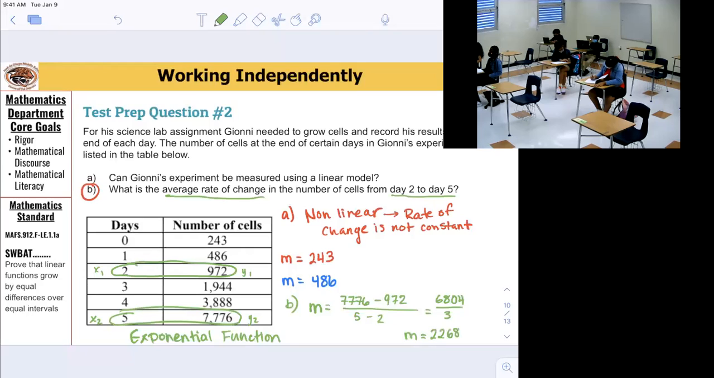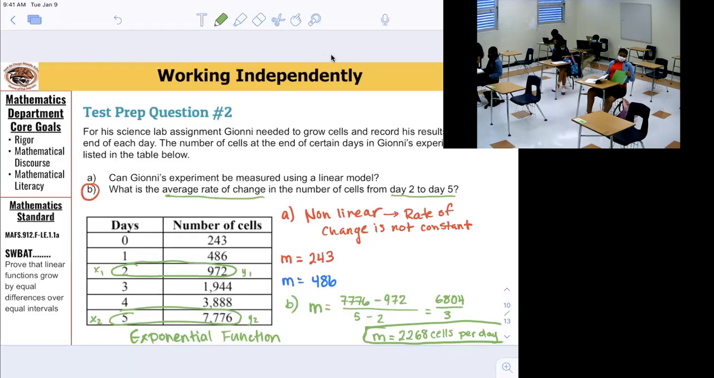2,268. And what are my units, guys? Anyone can answer this one. Cells per day. Good. Cells per day. Perfect. Okay, so Chloe, I just want to make sure, did that clarify your question? Yes. Awesome. All right. Any questions on this whole problem? Any remaining questions?